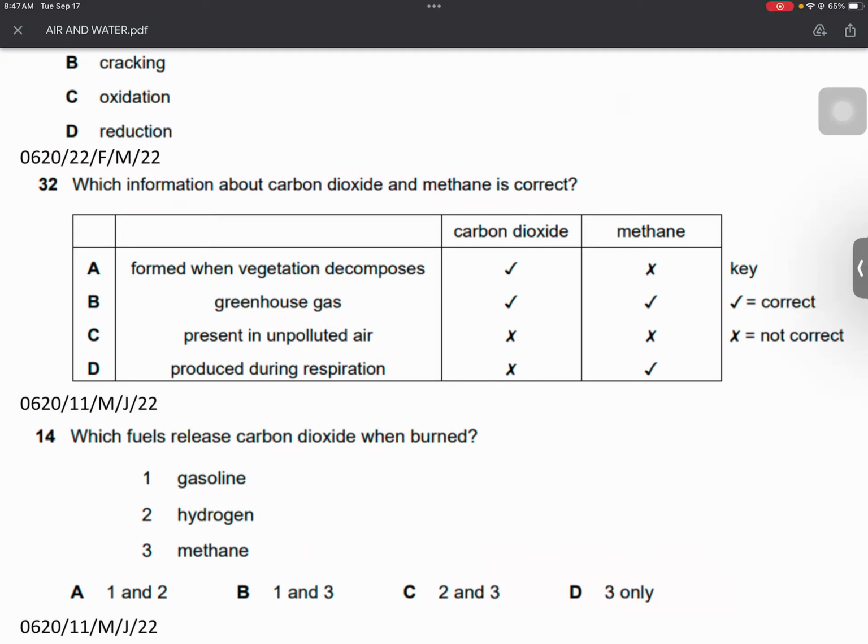Which information about carbon dioxide and methane is correct? Formed when vegetation decomposes? Okay. Greenhouse gas? Okay. Present in unpolluted air? Okay. Produced during respiration? Oh my God, methane is not produced. D is completely incorrect, obviously.